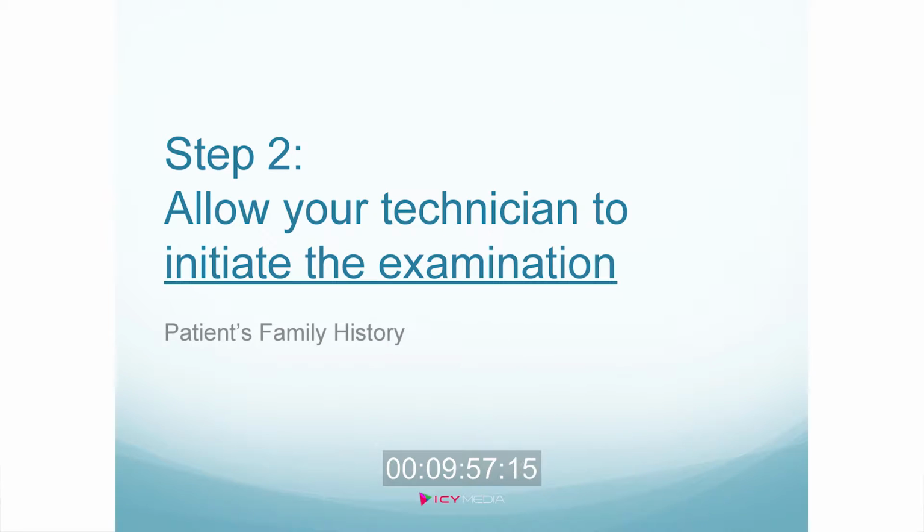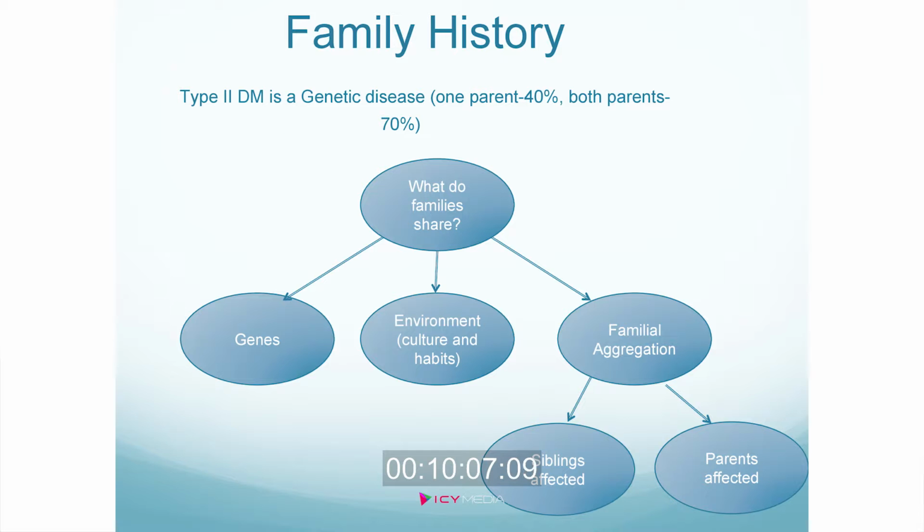After the technician has obtained an excellent personal history, we have them move on to family history. And again, family history is a big deal with diabetes. Individuals that have one parent with diabetes have a 40% chance of getting the disease. Individuals that have both parents have a 70% chance of getting the disease. So there's a very large correlation in families. And the question always is why?